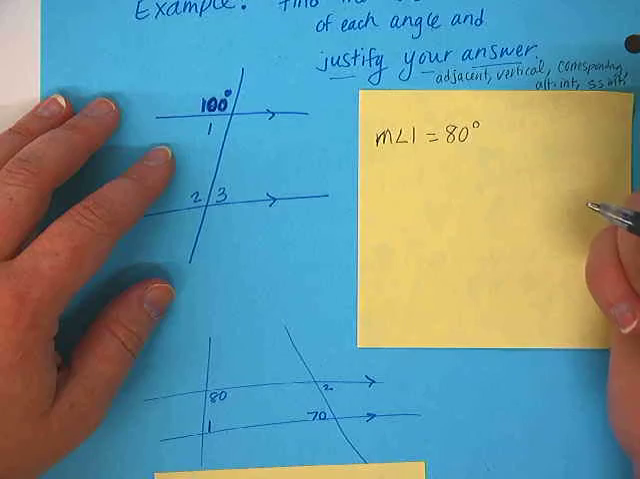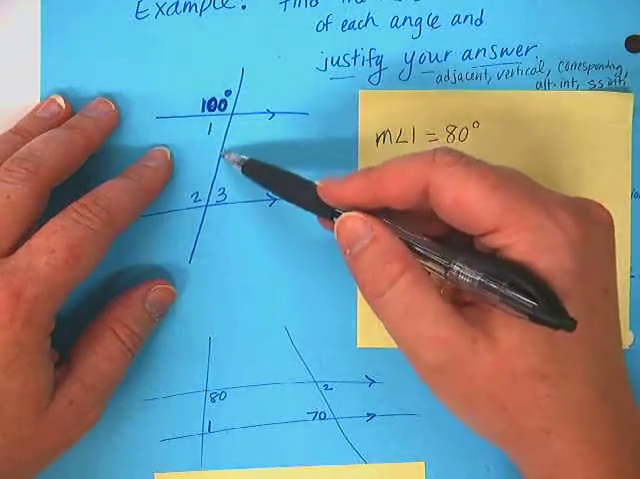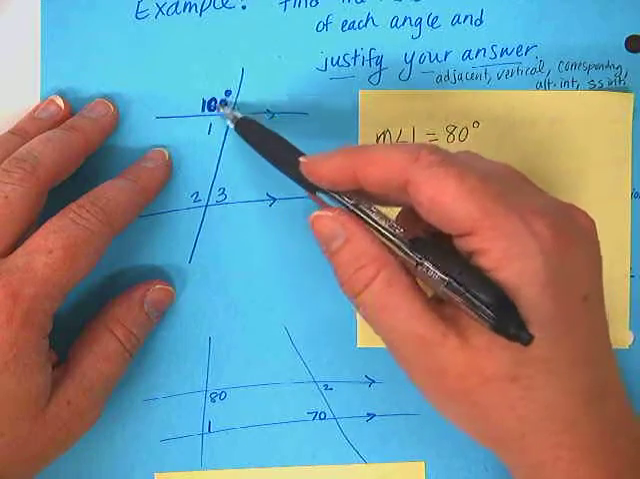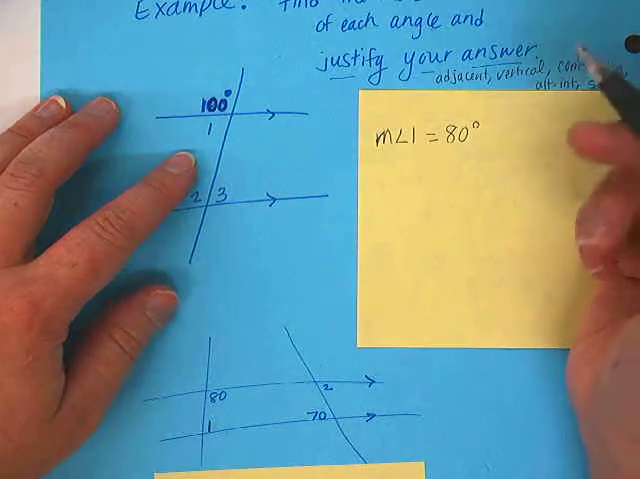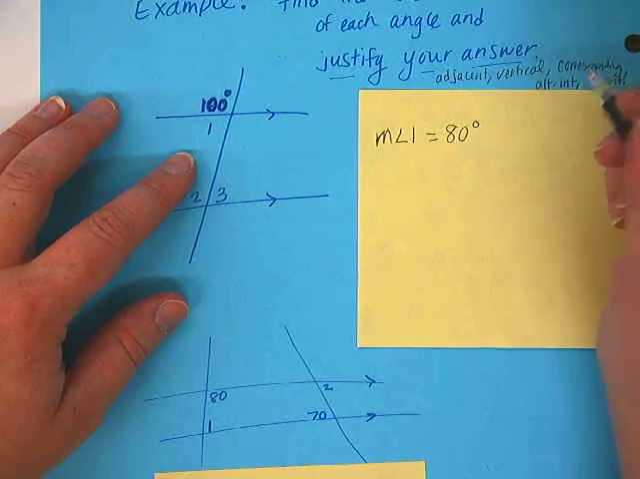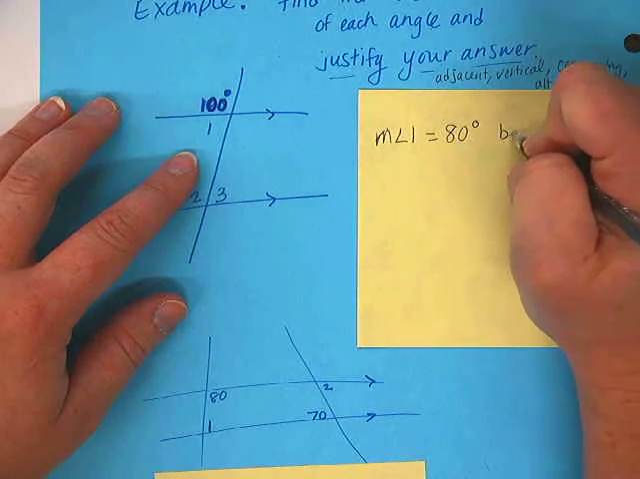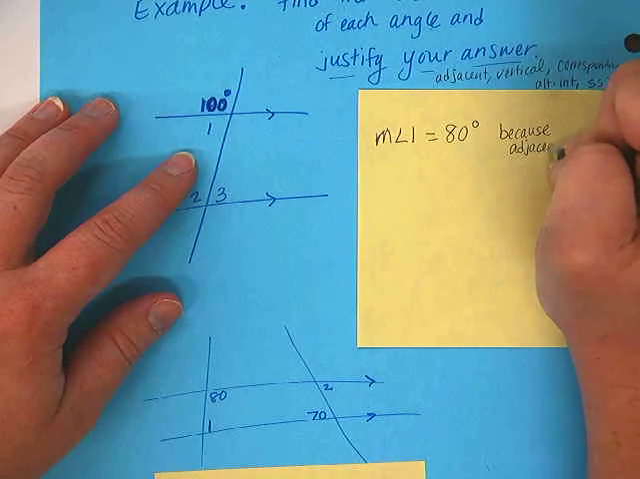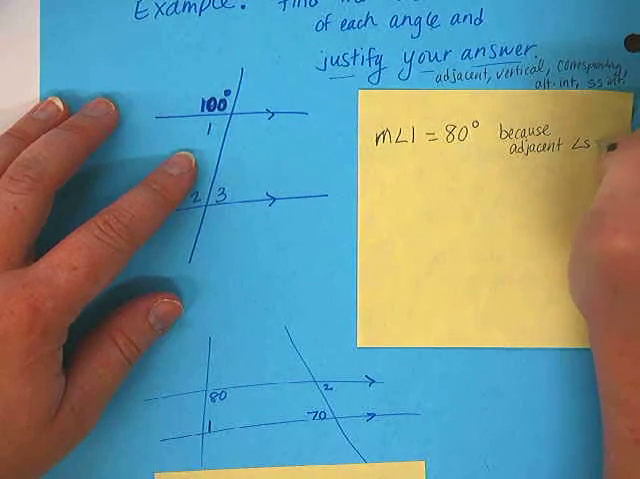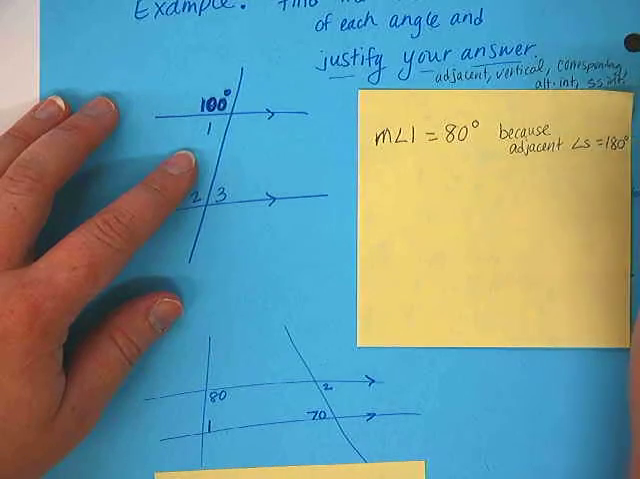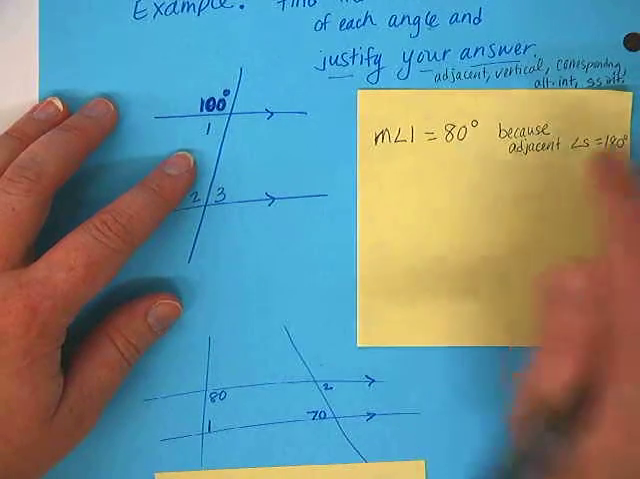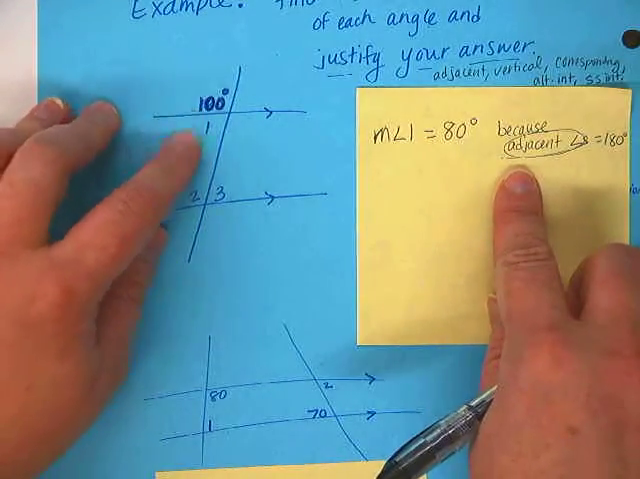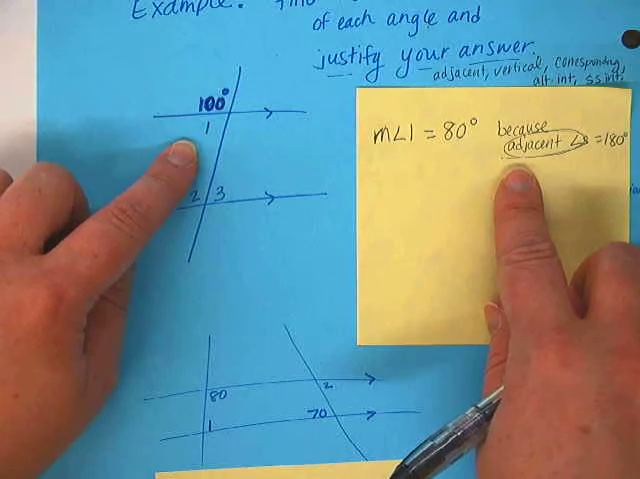Joy? Because a straight line is 180 degrees, so those two angles are adjacent. They add up to 180 because they're a linear pair, right? Okay, so because adjacent angles equal 180, something like that. If you want to keep your answer really short, all you have to write really is adjacent. That's justifying the answer because it's adjacent to that angle, and so they add up to 180.